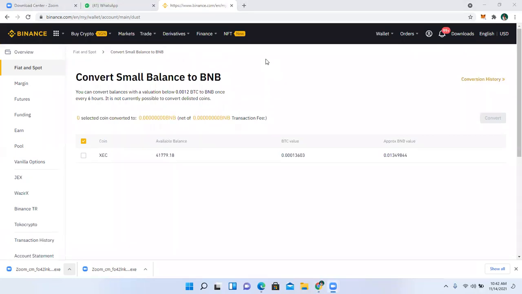No, Mr. Olusegun, you can't convert it back. Once you change it to BNB, it's done, right? You can't change it back to the currencies you converted them from. They are done, right? So that's what I wanted to show you guys.